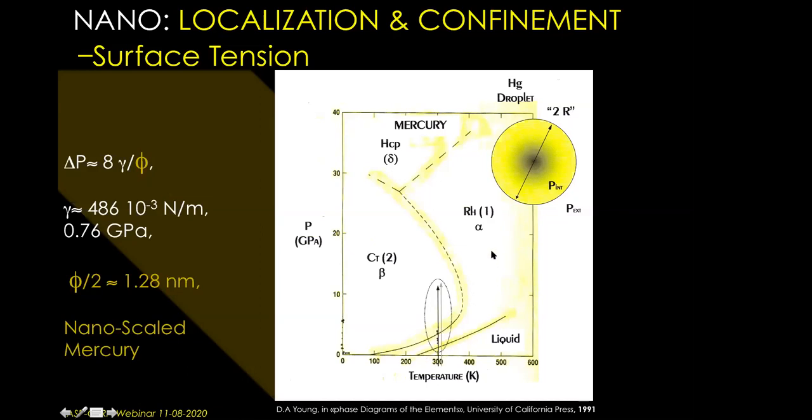If you are above this line here, the mercury is solid, either rhomboedric alpha or tetragonal beta or hexagonal delta. And we are at room temperature, that is around 300 degrees Kelvin. We want to have the mercury solid. So therefore, if we are at 300, we need to have it at least at this pressure, correct? And if I go a little bit here, I will find out that this pressure is nearly 1 gigapascal.